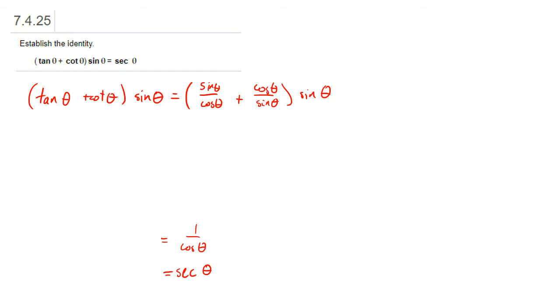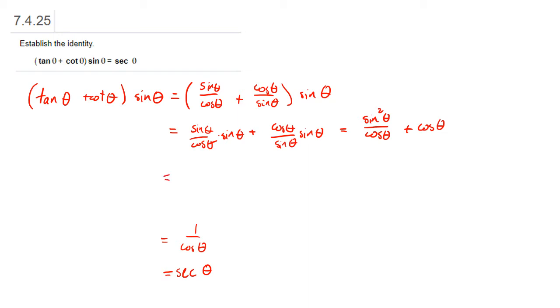Okay, so back up at the top, we've got these two ratios times the sine of theta, and honestly the most immediate thing that I see to do is just distribute the sine of theta to both of these terms. So we end up with sine of theta over cos of theta times sine of theta plus cos of theta over sine of theta times sine of theta, which simplifies as sine squared of theta over cos of theta plus cosine of theta. Okay. So then what can we do with this?